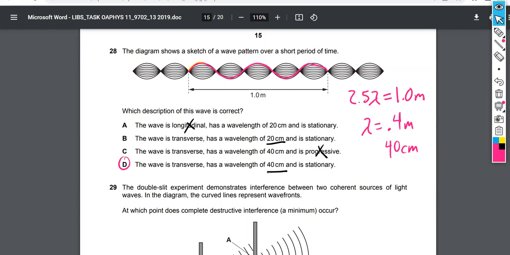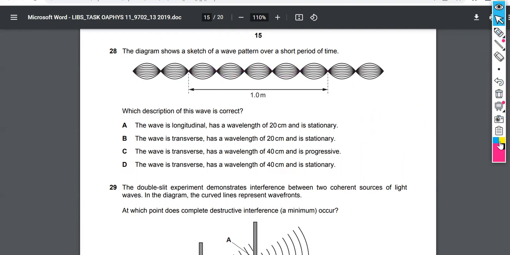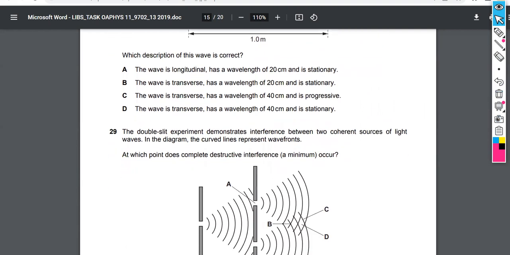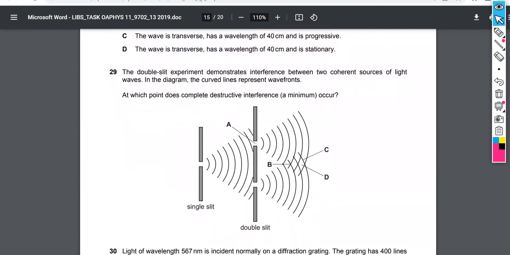Moving right along to question 29, you can see that we've got a double slit experiment that demonstrates interference between 2 coherent sources of light waves. In the diagram, the curved lines represent wave fronts. Let's take a look at this one. They say a wave front; I might call it a crest. Think about that as the crest of the wave, right? At which point does complete destructive interference, or a minimum, occur?